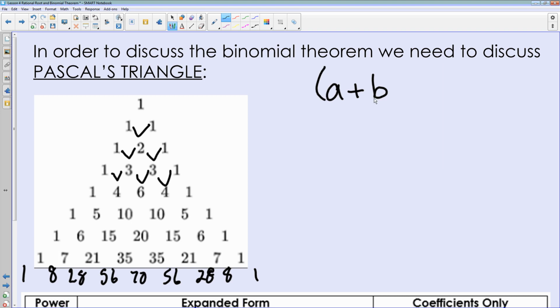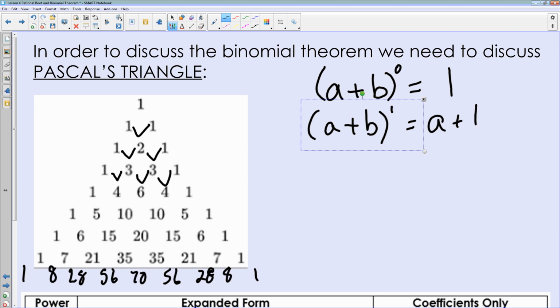Well, if we take that to the 0 power, anything to the 0 power is actually just 1. Doesn't matter what A and B are, anything to the 0 power is 1. And A plus B to the first power is just going to be A plus B, or 1A plus 1B.